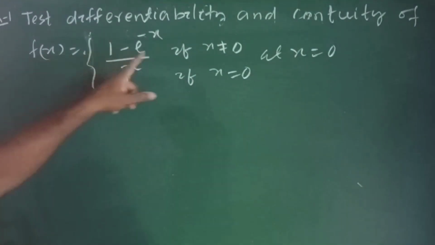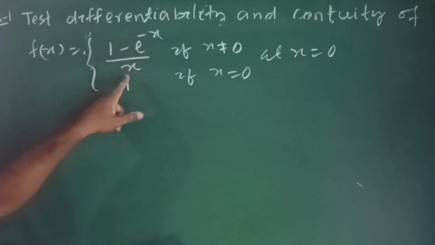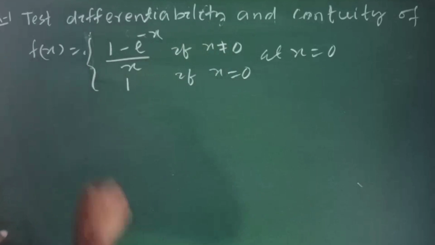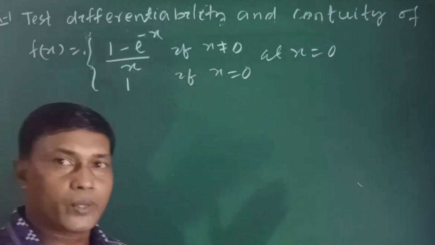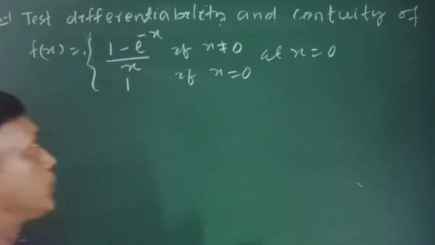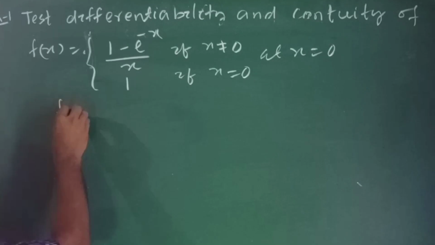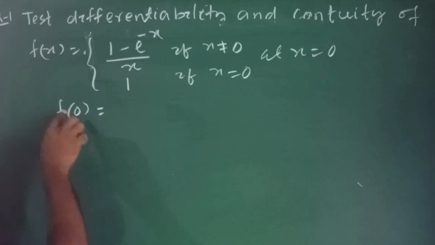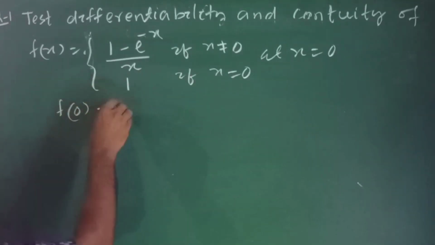Now to test the differentiability and continuity of f of x is equal to 1 minus e to the power minus x by x if x is not equal to 0, 1 if x is equal to 0. So in order to test differentiability, we test the first method. That means we will find f dash 0. If f dash 0 exists, then it is differentiable. So first find f of 0. f of 0 means the value of the function when x is equal to 0. If x is equal to 0, the value of the function is 1.